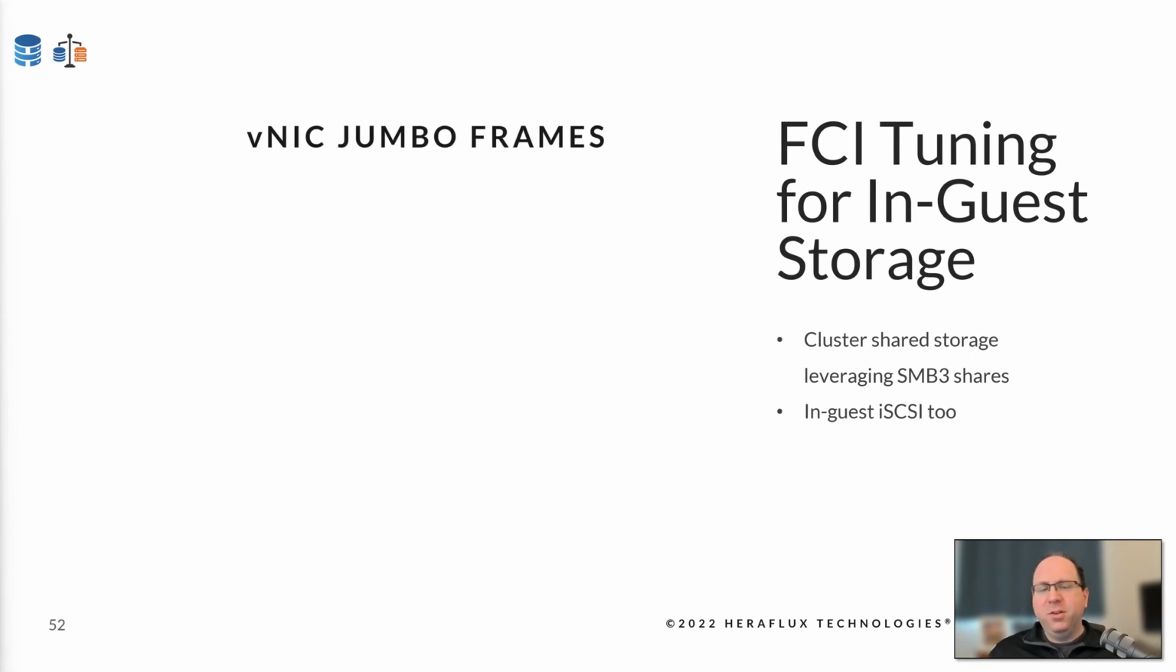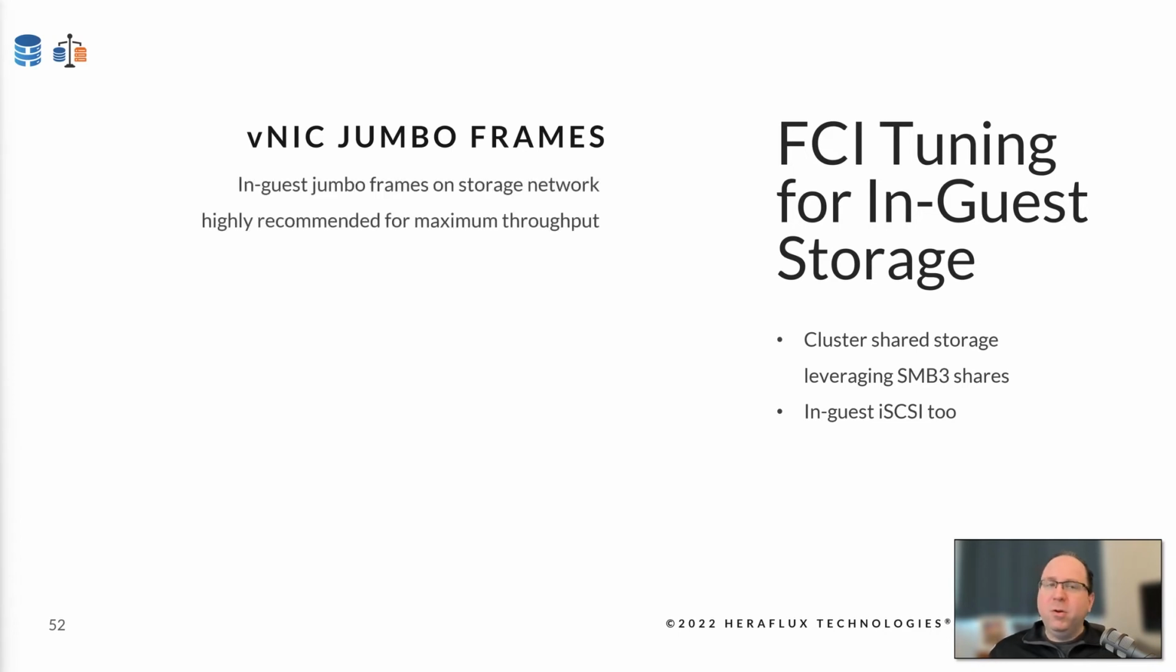Some folks opt to do in-guest iSCSI. I know there's some SAN vendors out there that actually recommend this, and I don't really like that. Just whatever you do, enable jumbo frames if you need to do this. Enable it on the storage network. If you're doing in-guest stuff, do it there too. You need it, especially for 10 gig or faster.